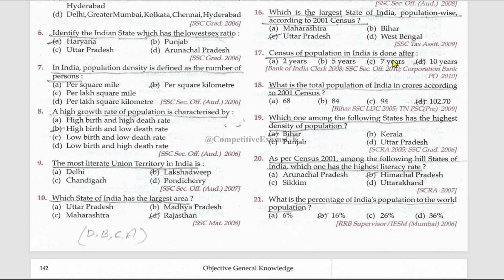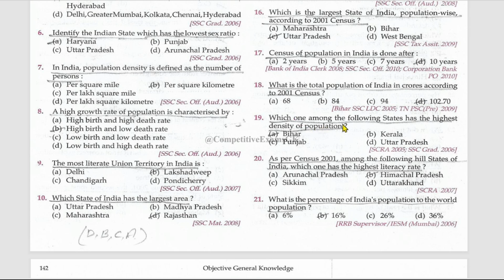Census of population in India is done after 10 years. What is the total population of India in crores according to the 2001 census? That is 102.70 crores. But according to the 2011 census, what is the total population in our country?